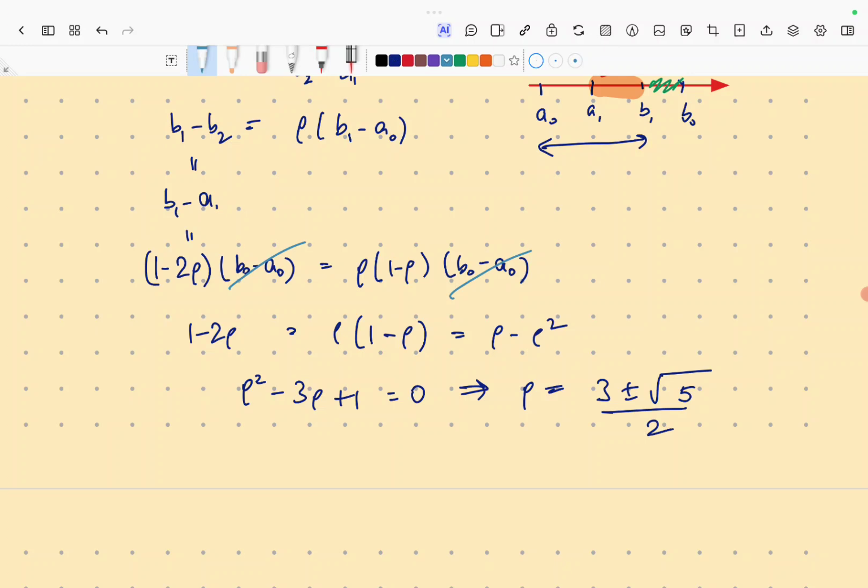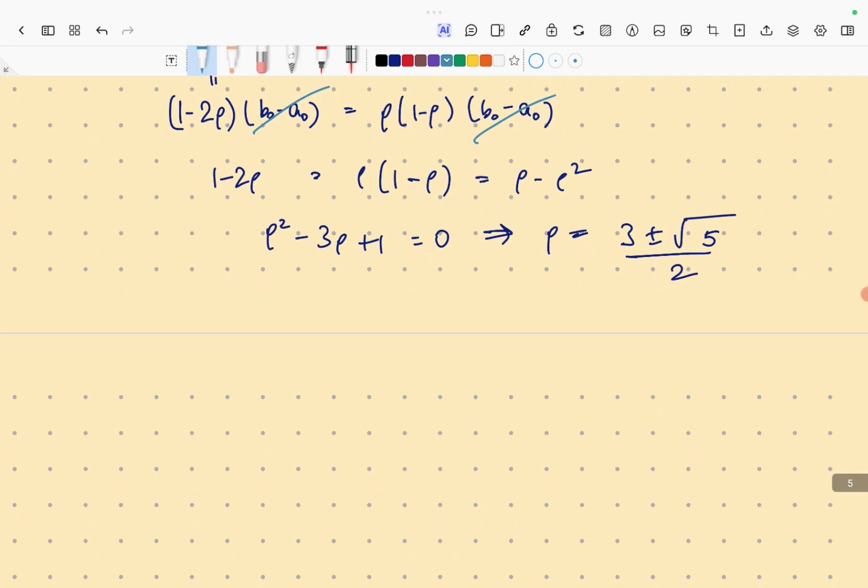Ultimately, we want a rho that is less than half. So we choose rho to be equal to 3 minus root 5 divided by 2.